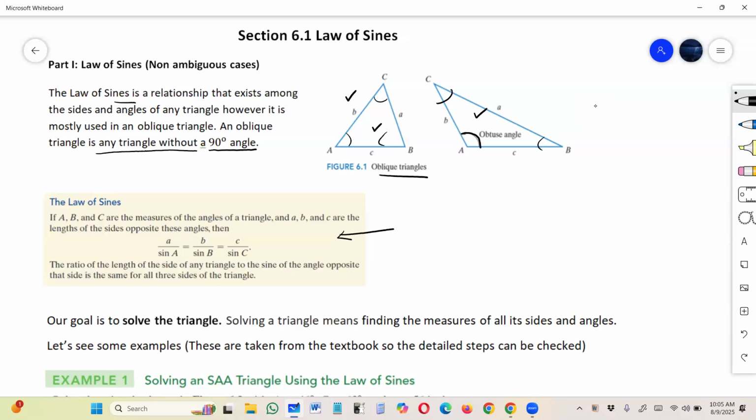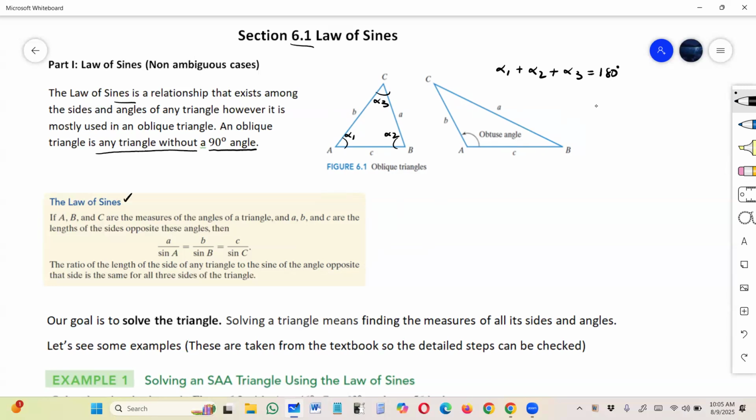We should know this, and it is especially going to be true when we apply the law of sines, or in section 6.2 the law of cosines: for any triangle, I'm going to call the angles alpha 1, alpha 2, and alpha 3. The sum of these three angles for any triangle has to be exactly 180 degrees. So this is important to know.